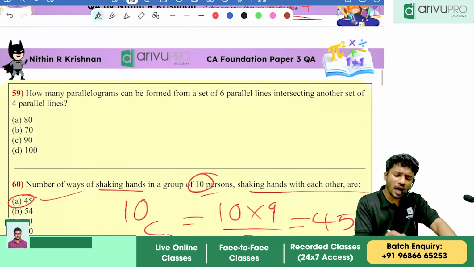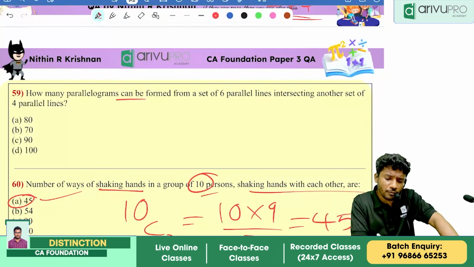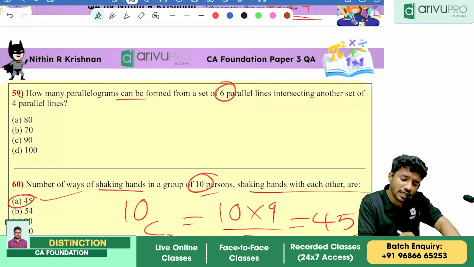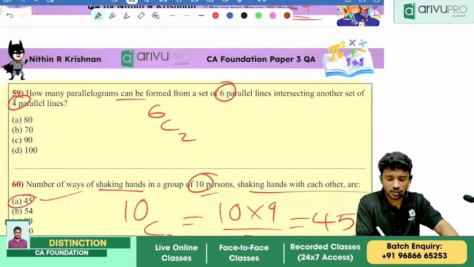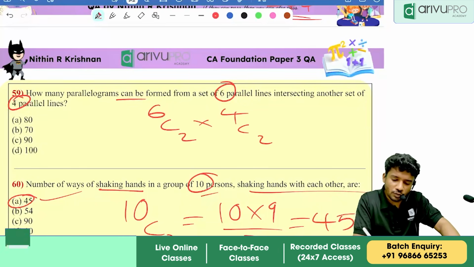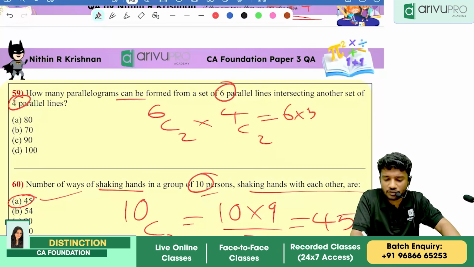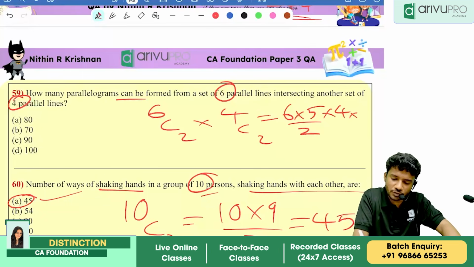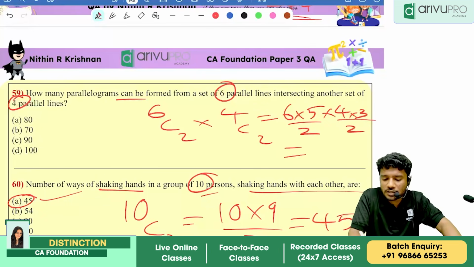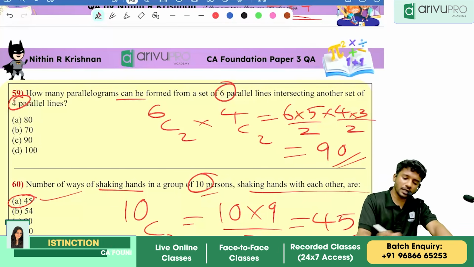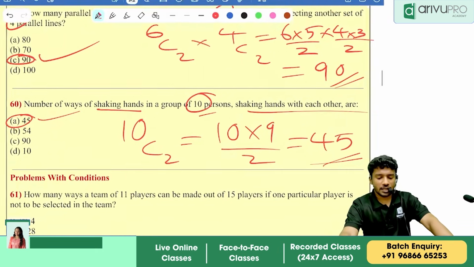Next question. How many parallelograms can be formed from 6 parallel lines intersecting another 4 parallel lines? 6C2 into 4C2, which is equal to 6 into 5 divided by 2 into 4 into 3 divided by 2. How much is the answer, people? 90. Option C is the answer.